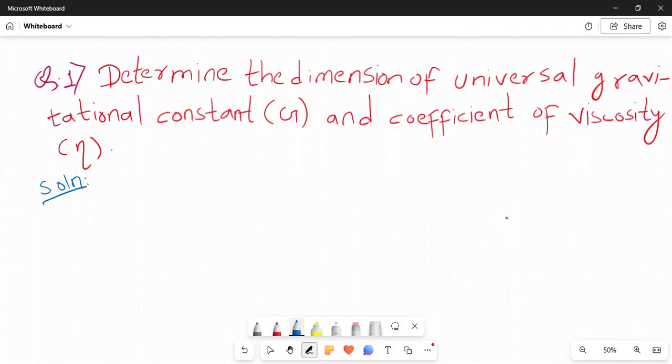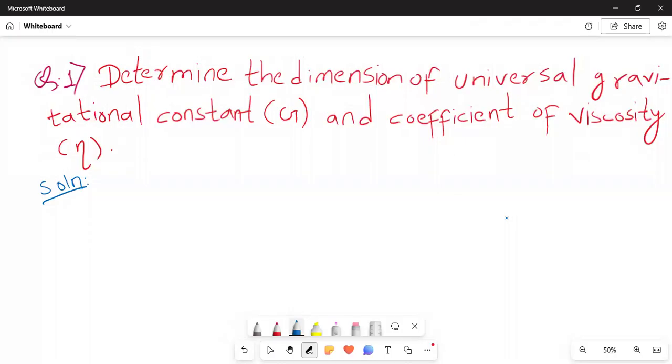Here the question given is: determine the dimension of universal gravitational constant capital G and coefficient of viscosity. For this, we first need to find out the formula where these constants are introduced. After finding the physical equation or relation where these constants are introduced, we will use the dimensional method to determine the dimensional formula of these constants given in the question.